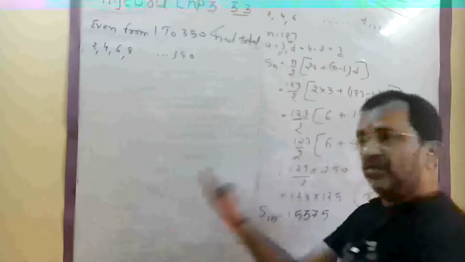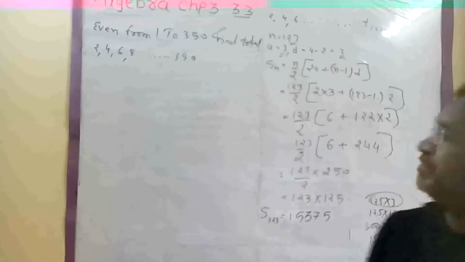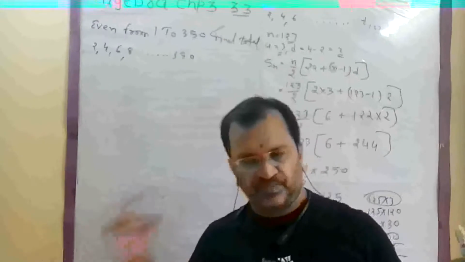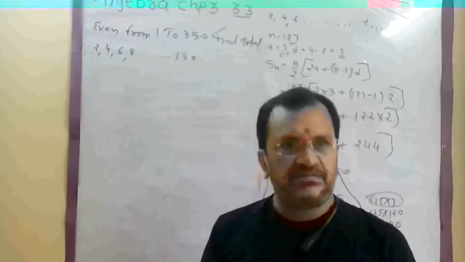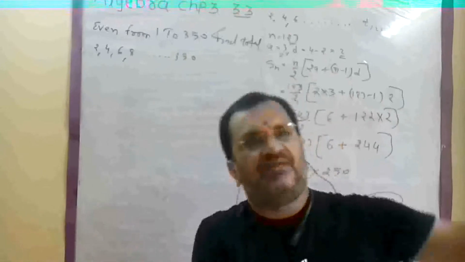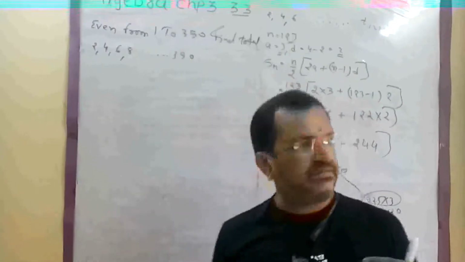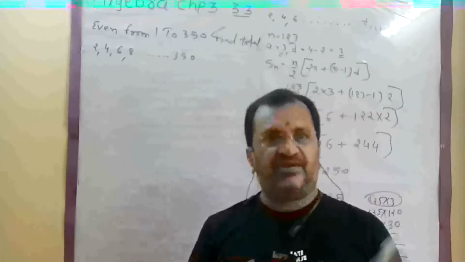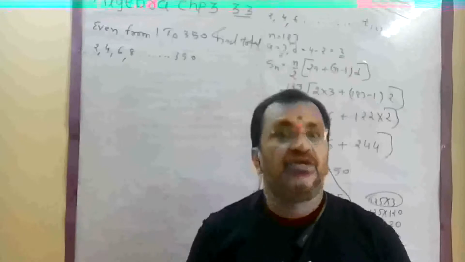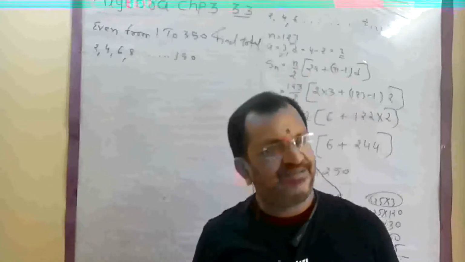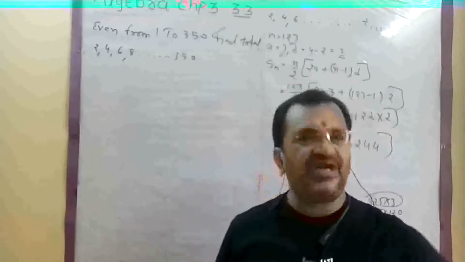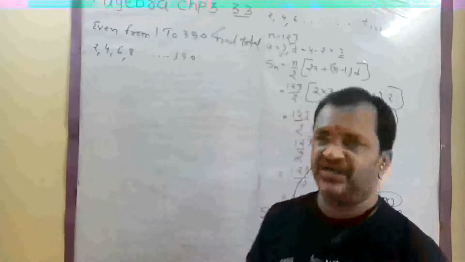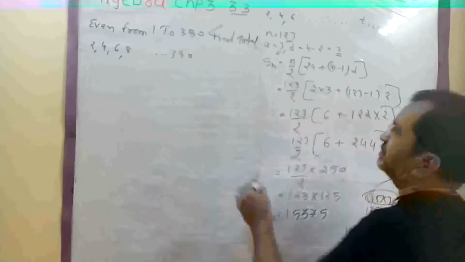First we have to find out how many numbers. Suppose from 1 to 350. In 1 to 10, how many odd? 5 numbers odd, 5 numbers even. In 1 to 100, 50 odd, 50 even. So in 350 total numbers, 175 odd, 175 even. But how to get 175? That is from Tn. How many numbers?